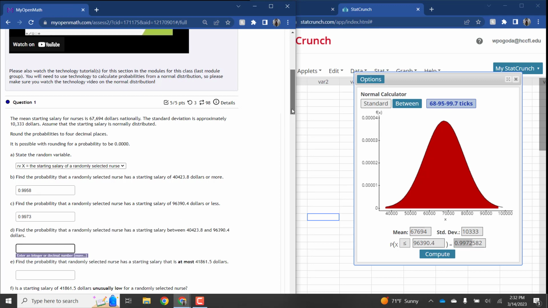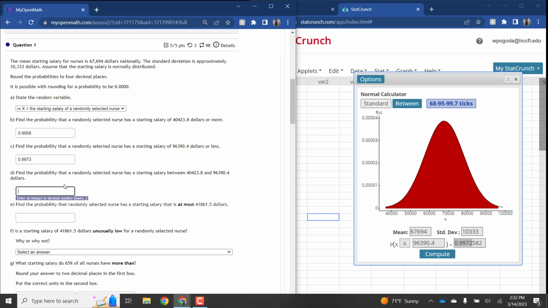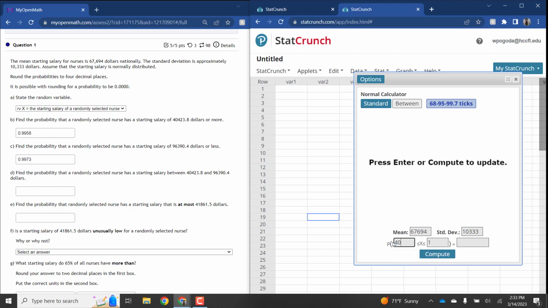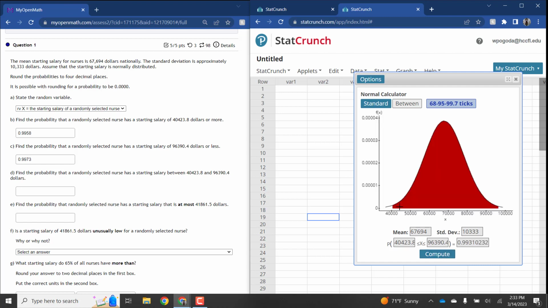All right, next question. Find the probability that a randomly selected nurse has a salary between the two numbers we just found. So I'm going to select the between option, change the lower bound to the lower number, so it's 40,423.8. And then the next number is 96390.4. Click compute, and you see here that the area in the middle is shaded.